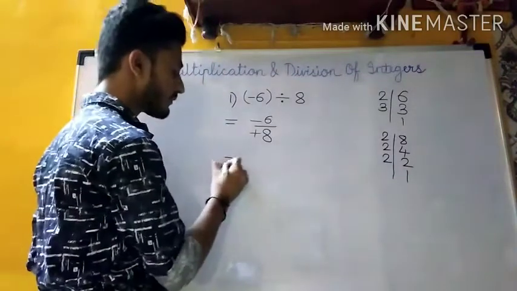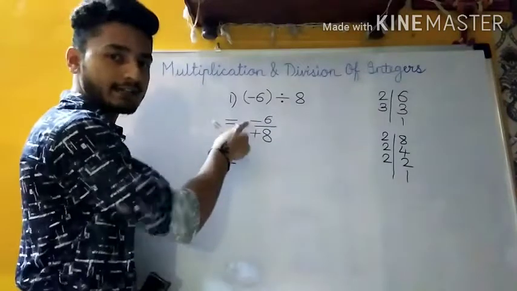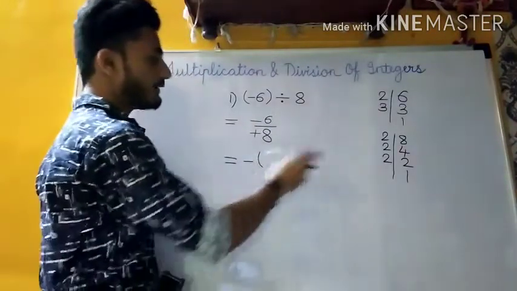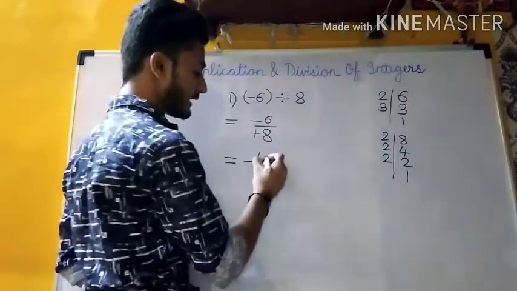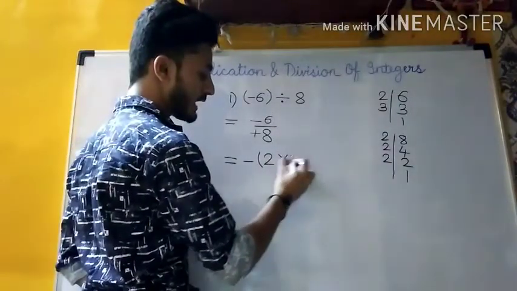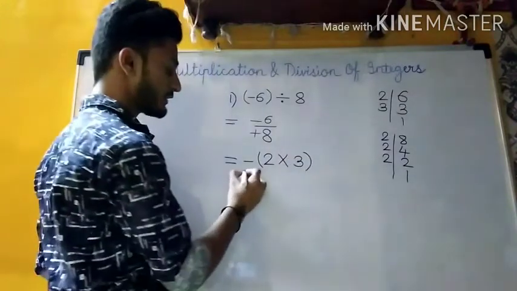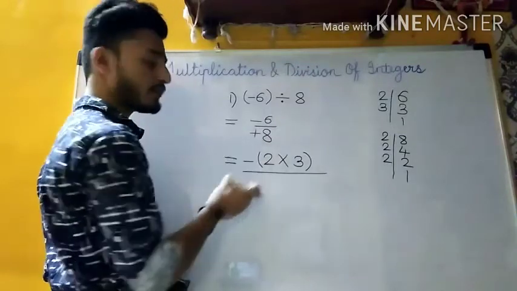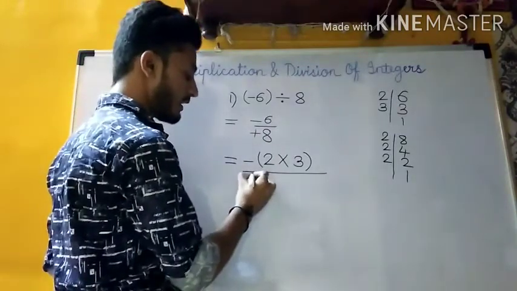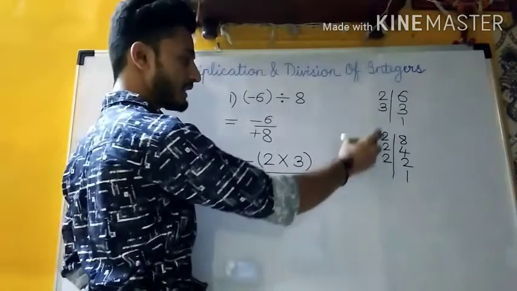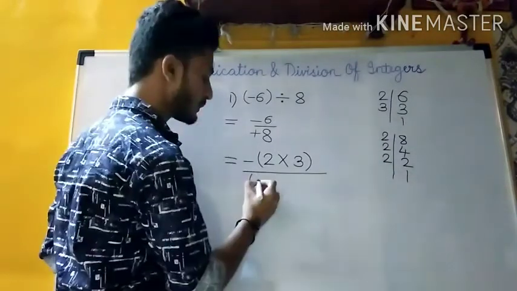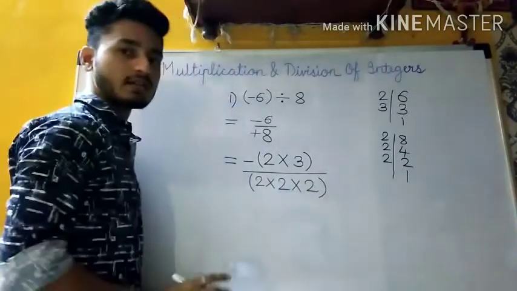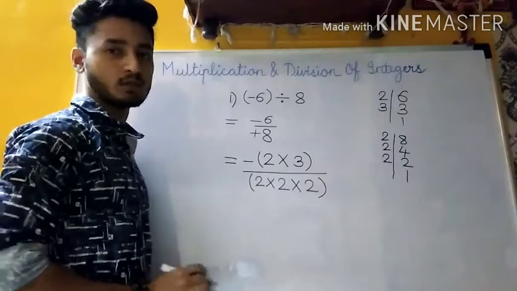Okay, now since 6 is having a negative sign, I'll keep the negative sign as it is, and then in the bracket I will write all the prime factors, that is 2 multiplied by 3. You will write it in the form of multiplication. Then for 8, we do not have to mention any sign because it is positive. We will just write the prime factors, that is 2 multiplied by 2 multiplied by 2. Okay, so we have completed our step number 2.